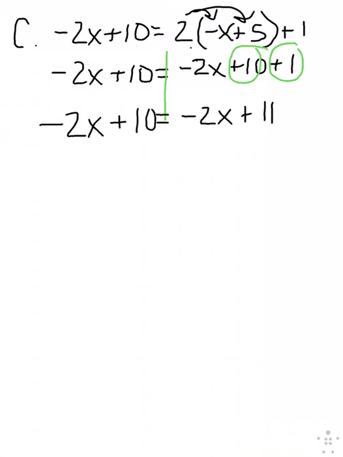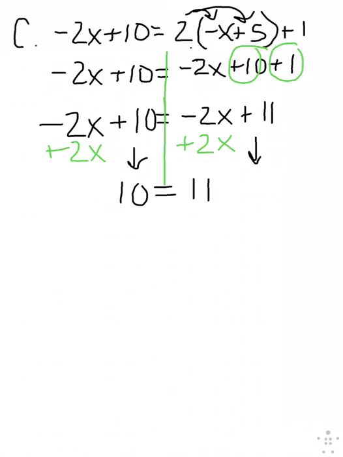I continue combining like terms. I do the opposite of a minus 2. I do a plus 2 because they're on opposite sides. Negative 2 plus 2 is 0. So I don't need to write zeros. I can just bring down the rest of the problem. 10 equals 11. 10 does not equal 11. That is not true, so that is a no solution. Letter C is a correct answer.